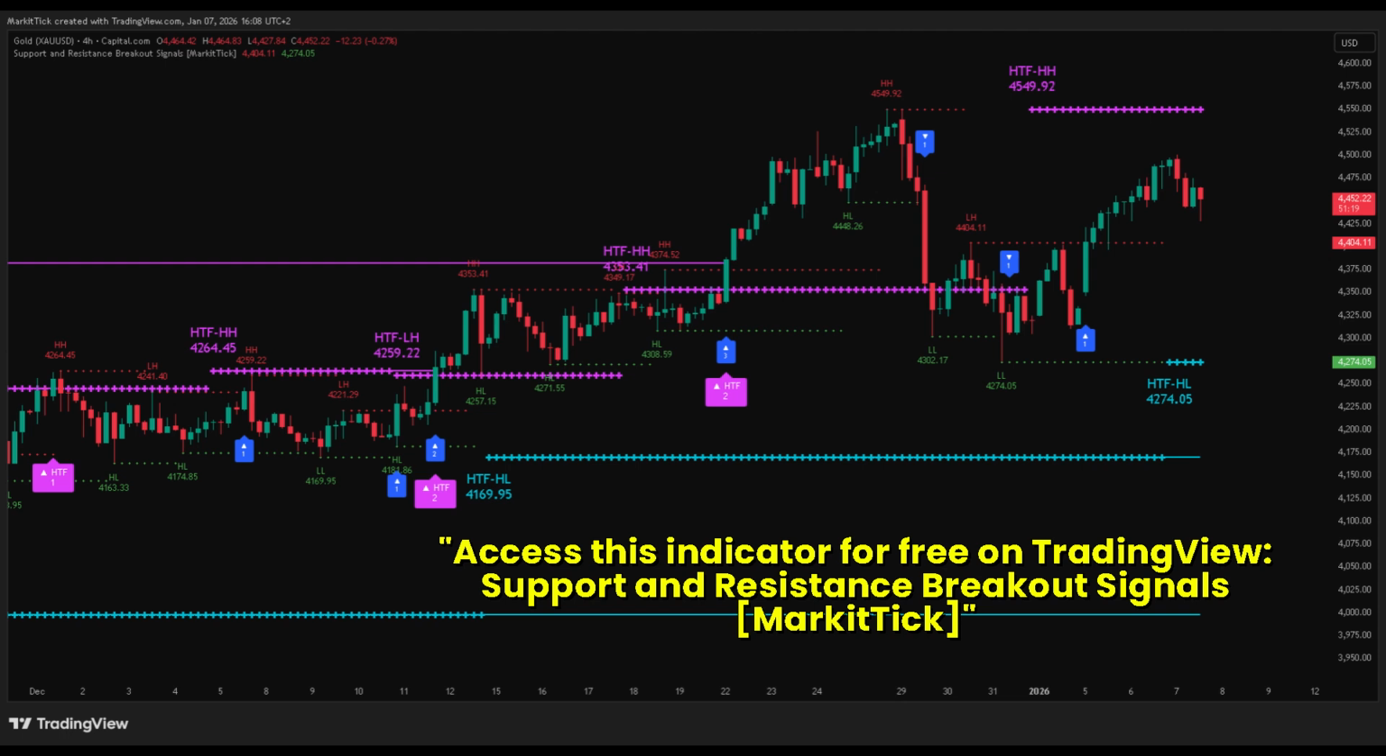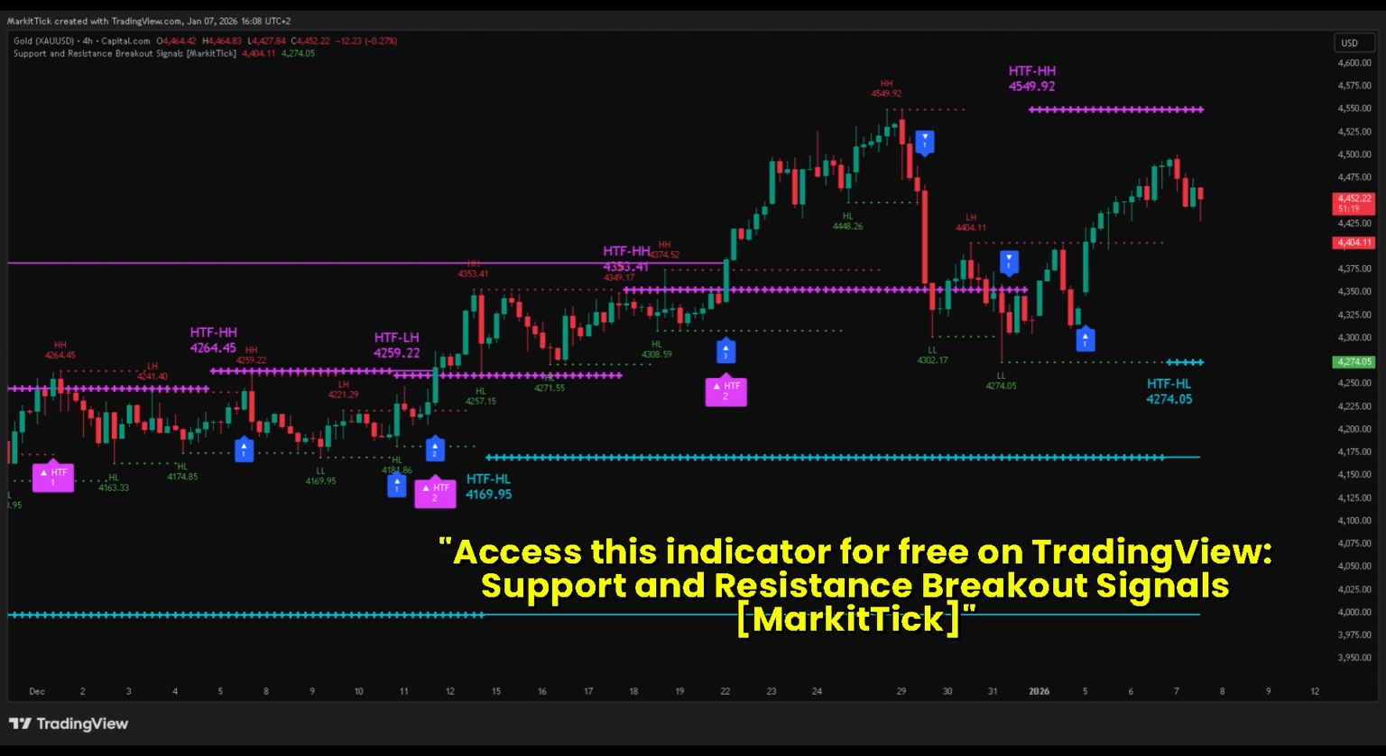How to use. Trend continuation: in an uptrend, a sequence of HH/HL, wait for a blue triangle up occurring at a red resistance line. This signals the continuation of the trend. Trend reversal: watch for a structure break. If price is making higher highs, but then breaks a green support line, generating its signal, and forms a lower low, LL, the trend may be reversing.